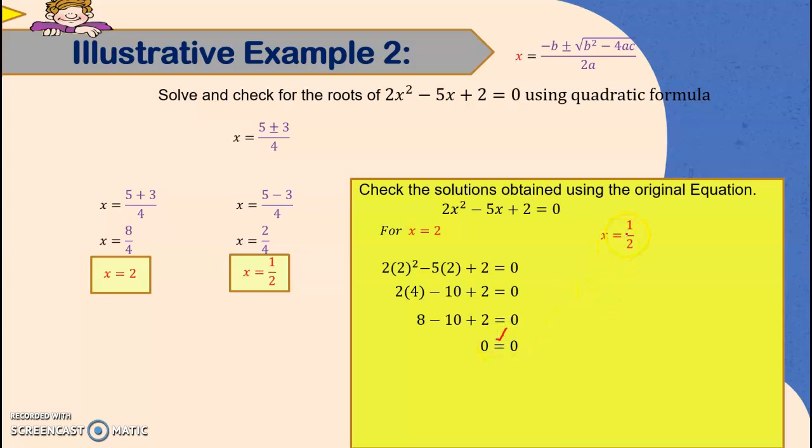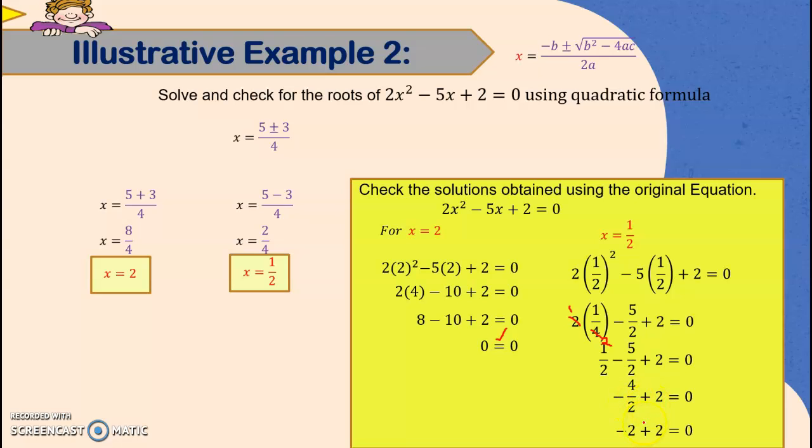The other solution is 1/2. So 2 times (1/2) squared minus 5 times 1/2 plus 2 equal to 0. If you square this one, this is equal to 1/4, right? And then 5 times 1 over 2 is 5 over 2, so -5 over 2. 2 times, you can actually cancel this one. So this is 1/2 minus 5 halves plus 2 equal to 0. So 1 minus 5, that's -4 over 2. -4 over 2 is -2, plus 2 equal to 0. Check. So that means the solution to the equation is 2 and 1/2.